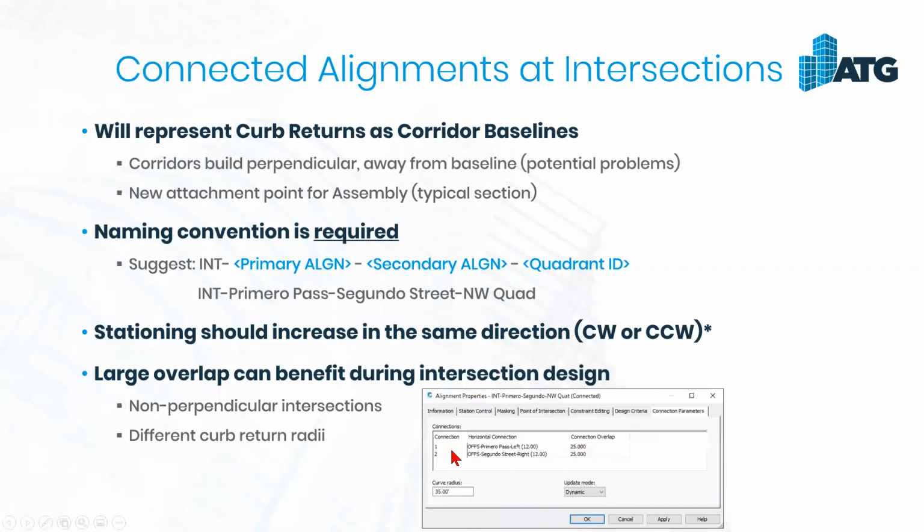When you're determining that overlap, you do have a graphical way to do that in the software with grips, as well as through your alignment properties. You can go into the new connection parameters tab and type in what you want that overlap to be, or what you want your curve radius to be. Let's go ahead and get inside the software and see how some of this is going to shake out.